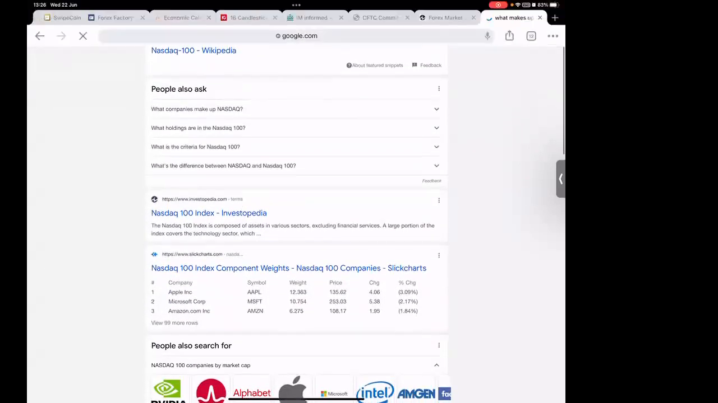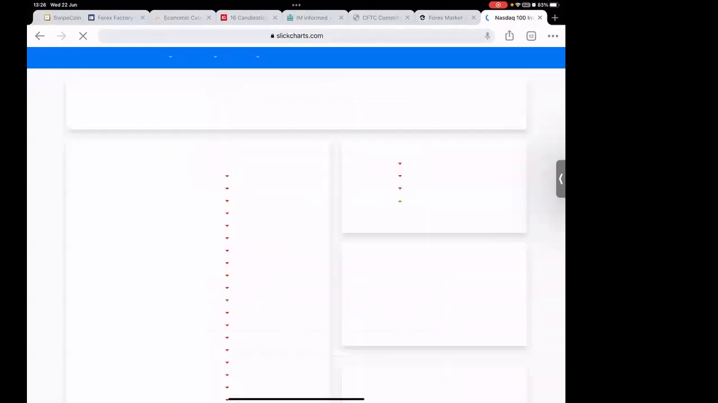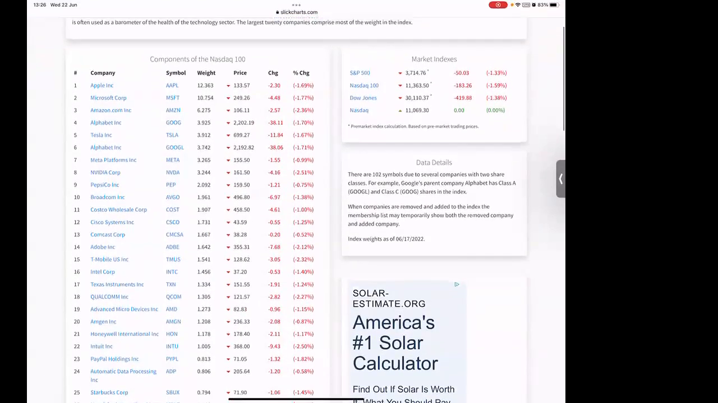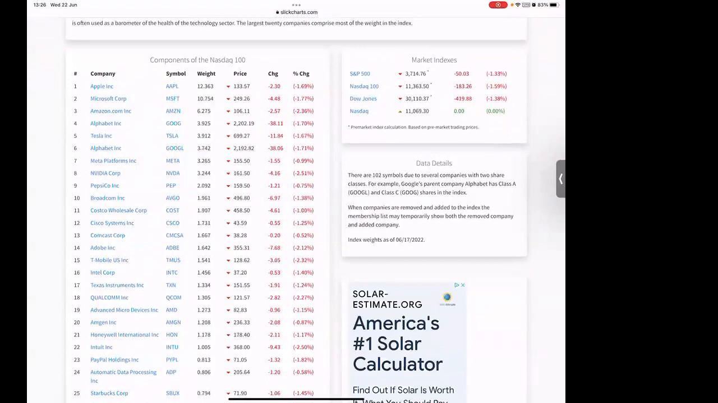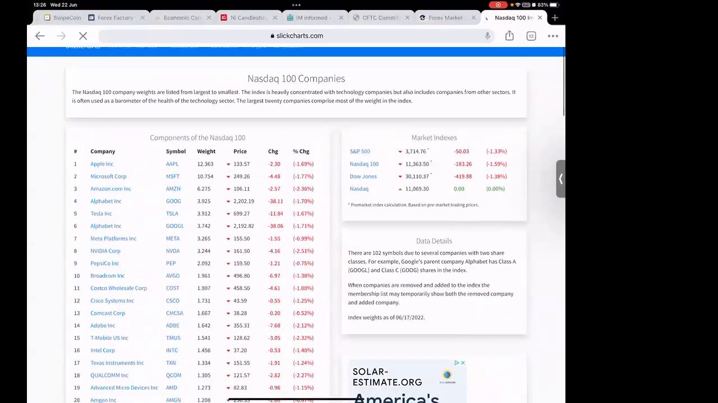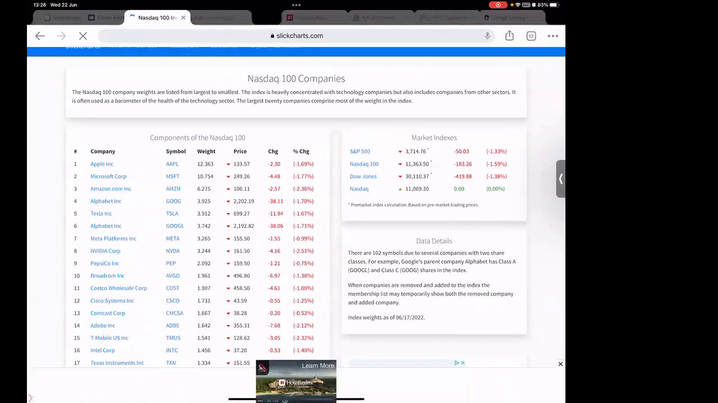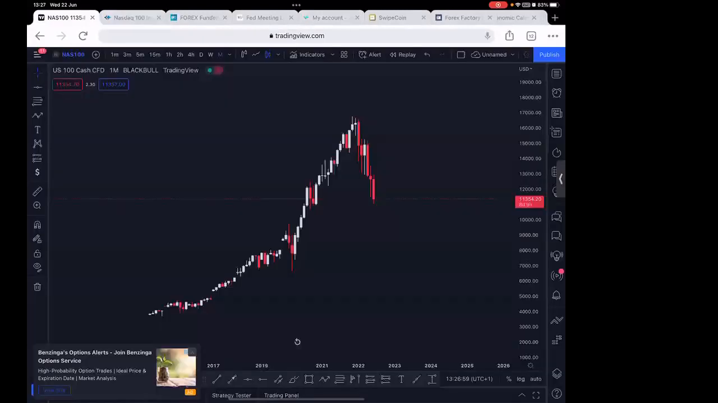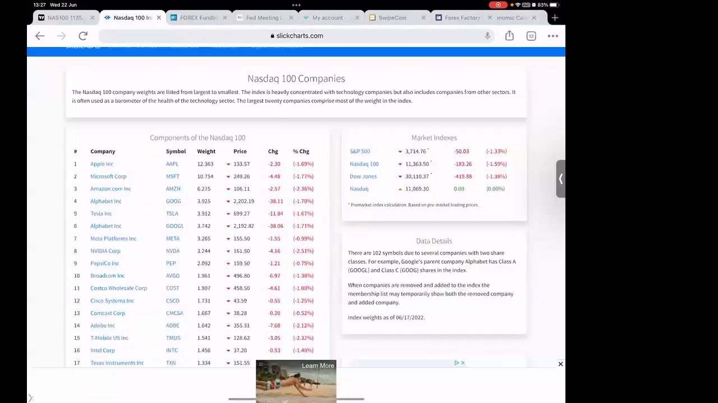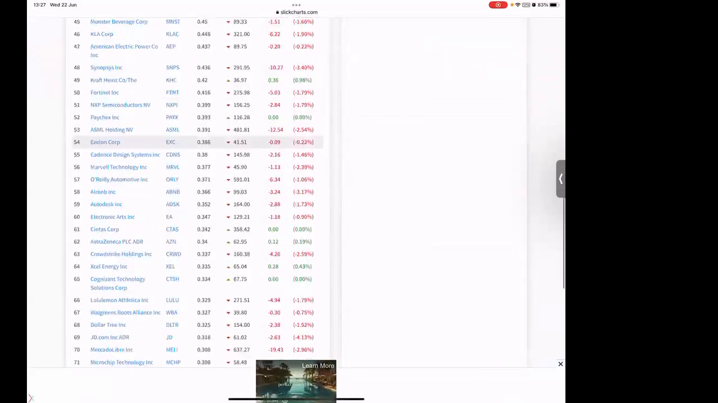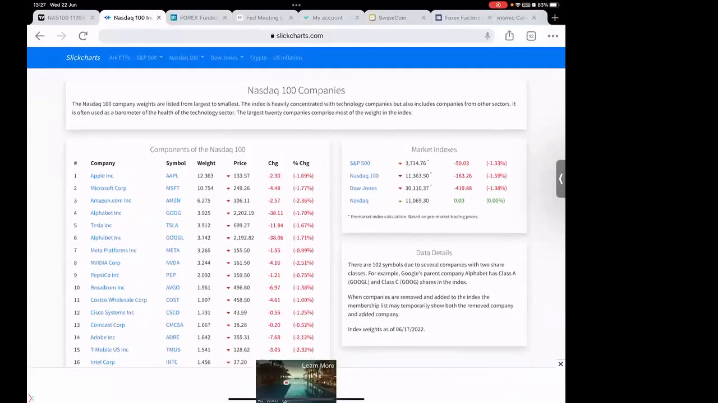Let me look at the companies that are in NAS 100, just so you know. These are real life companies. If you add up their stock prices together, it will give you the current market cap that you're seeing here. Currently, you see that NAS 100 is 11,357. If you add up all these companies' prices, it gives you exactly what you're seeing there.